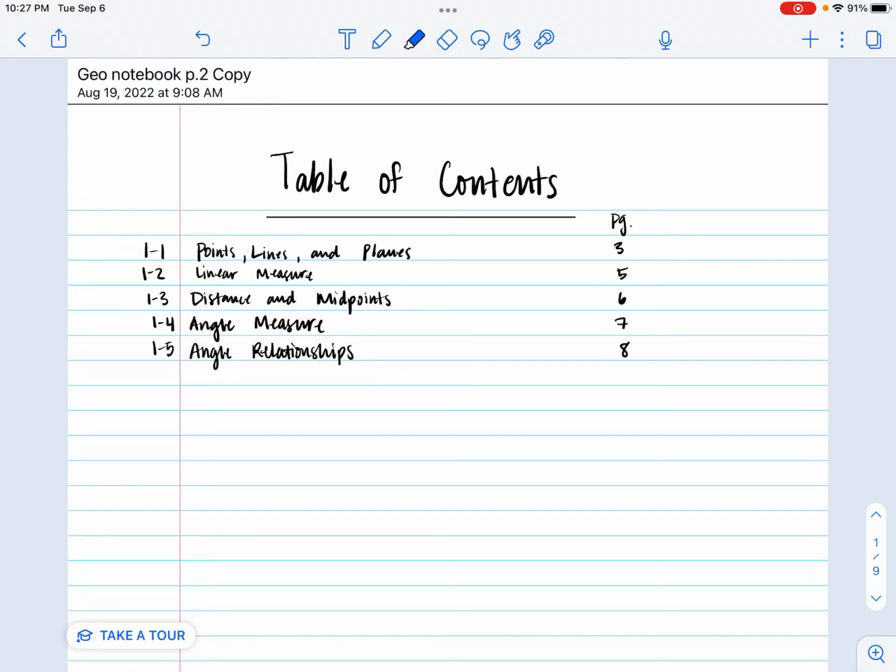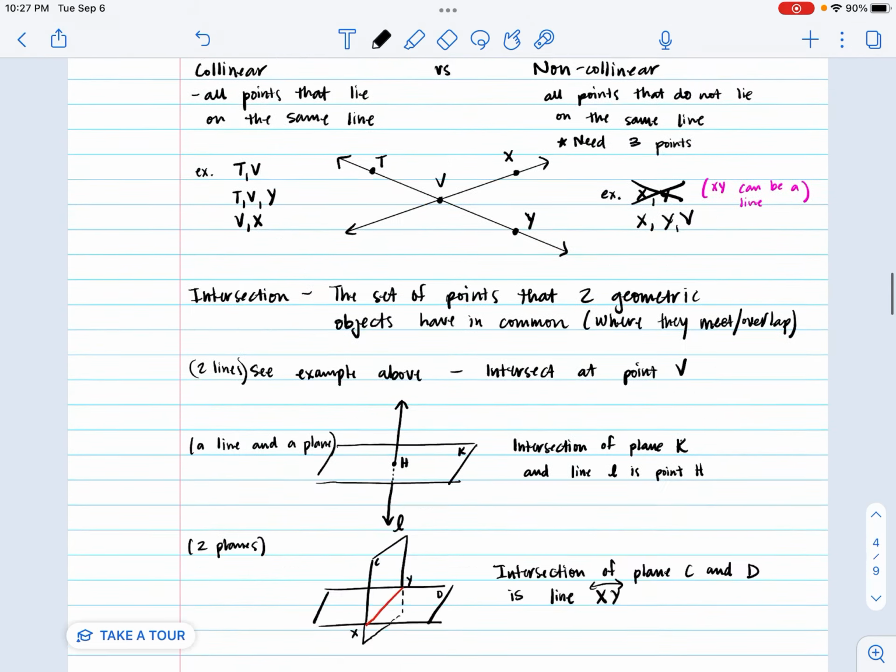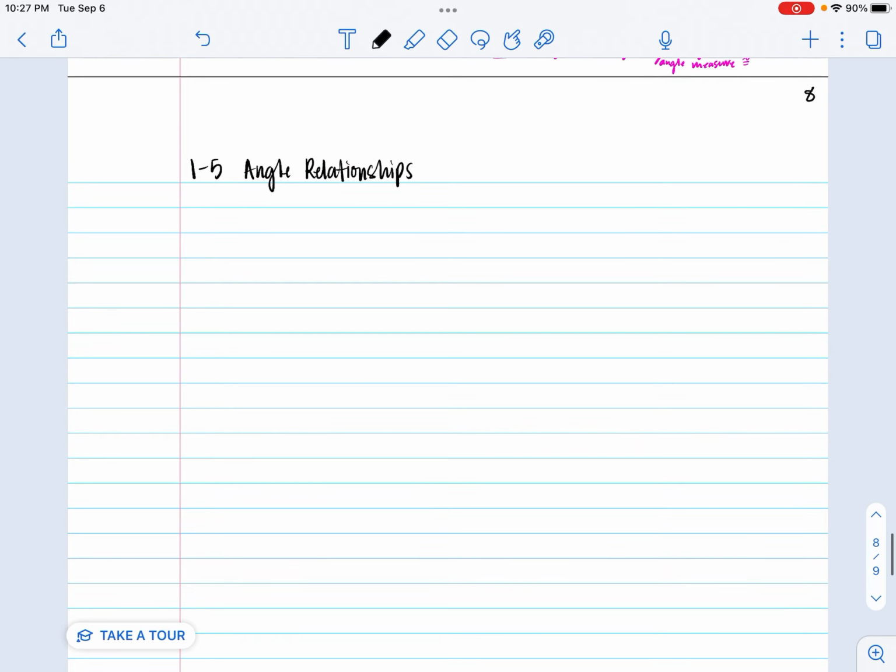Hello, and welcome to our fifth and final section of Chapter 1, Angle Relationships. On the front page, hopefully you have this all caught up, but in case you don't, make sure you fill this out. For me, it obviously might be different from you, but this will start on page 8. So without further ado, let's get into it, and this is our final section of Chapter 1, Angle Relationships.